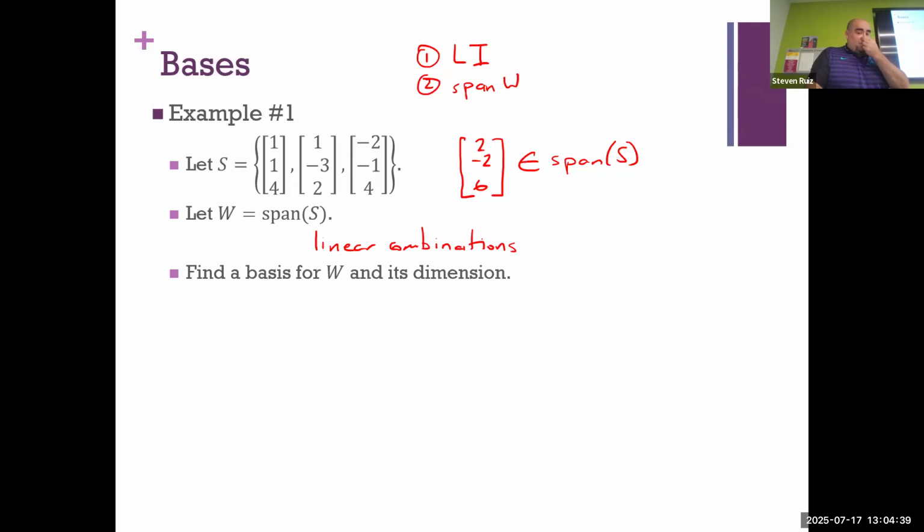All right, so we want to find a basis for this. Is it possible there are three-dimensional vectors that aren't in the span of this? Yeah, it's possible, right? It's also possible that this thing spans everything in 3 dimensions. So how can we find out which of those is the case? One of those two things is happening.